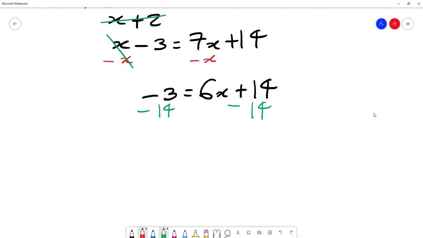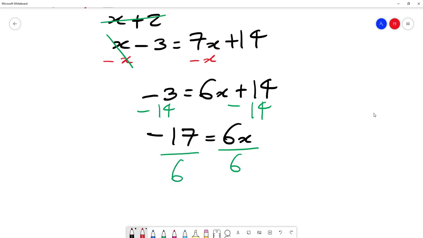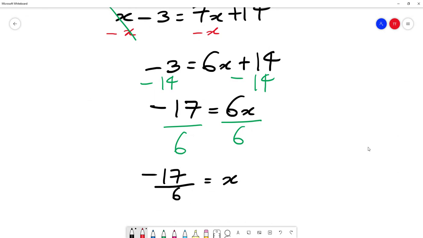and then we can do the following. Minus 3 minus 14 is minus 17, that's equal to 6x. 6x means 6 times x, so the opposite of that is to divide. I'm going to leave my answer as a fraction, so minus 17 over 6 equals x, and that is my solution.